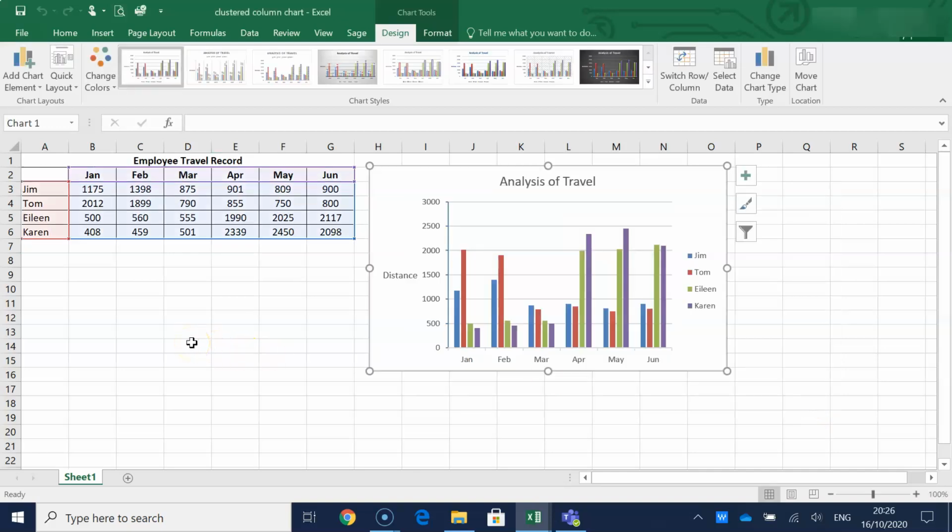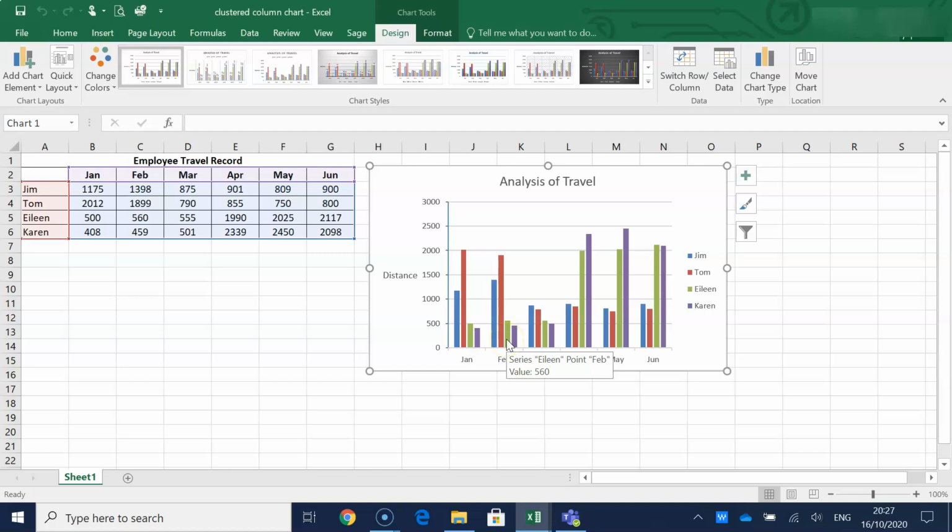In figure 4.3, the chart is representing four sets of numbers or data series: Jim's travel, Tom's travel, Eileen's travel, and Karen's travel. This is why each month in the chart has four columns. Excel automatically assigns a different color to each employee's column.